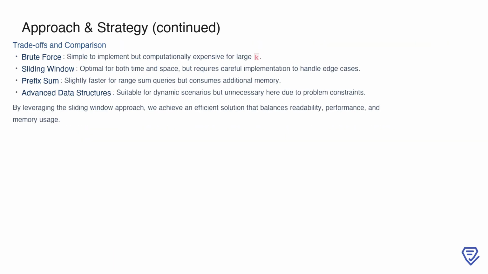Each approach we considered comes with its own trade-offs. The brute force method is simple to implement but becomes computationally expensive as the size of the array or the value of k increases. Sliding window, on the other hand, is optimal in terms of both time and space, but it requires careful implementation to handle edge cases, such as when the window exceeds the array boundaries. The prefix sum approach is slightly faster for calculating range sums but comes at the cost of additional memory usage. Advanced data structures like segment trees are well suited for dynamic range queries but are unnecessary for this specific problem, given the constraints and the simplicity of the task.